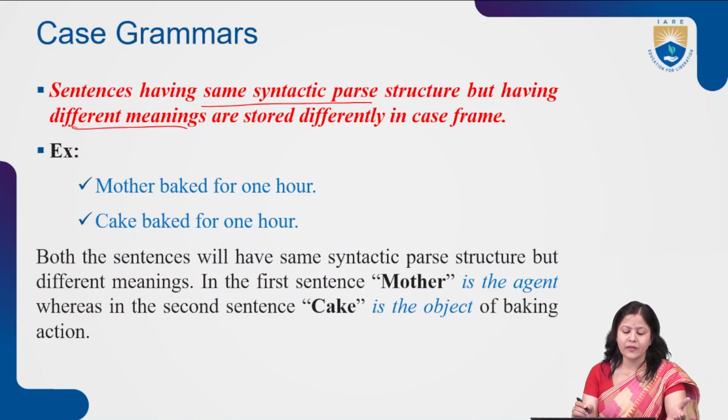Now see the example: "Mother baked for 1 hour" and "Cake baked for 1 hour." It looks like both sentences are similar. But in the first case, mother is the agent who is baking for 1 hour. In the second case, cake is the object; cake is not the agent because it is an object. That is the difference between these two sentences. Though they look similar, they have different meanings because the case frames are different.